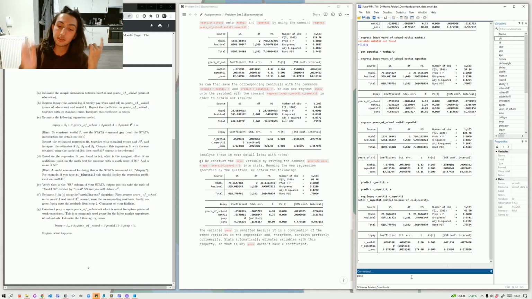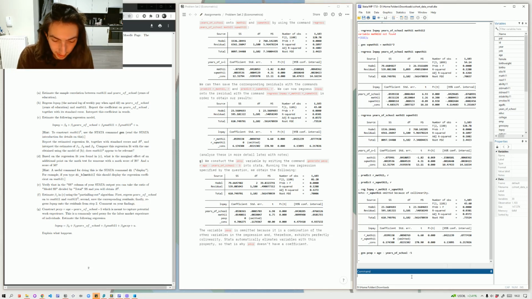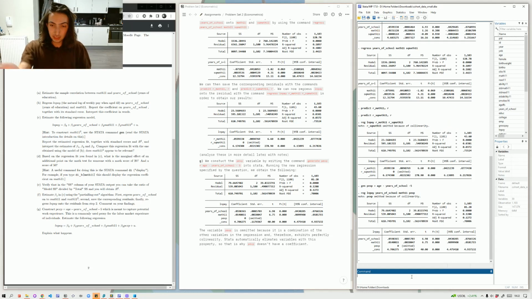So PEXP, we need to generate this. So gen PEXP, which is equal to, and it says age minus years of school minus 5. I think that's correct. Yep. And we generate it. Looks fine. Now let's regress learnpay on years of school, math 11, and PEXP. And as you can see, PEXP was omitted.